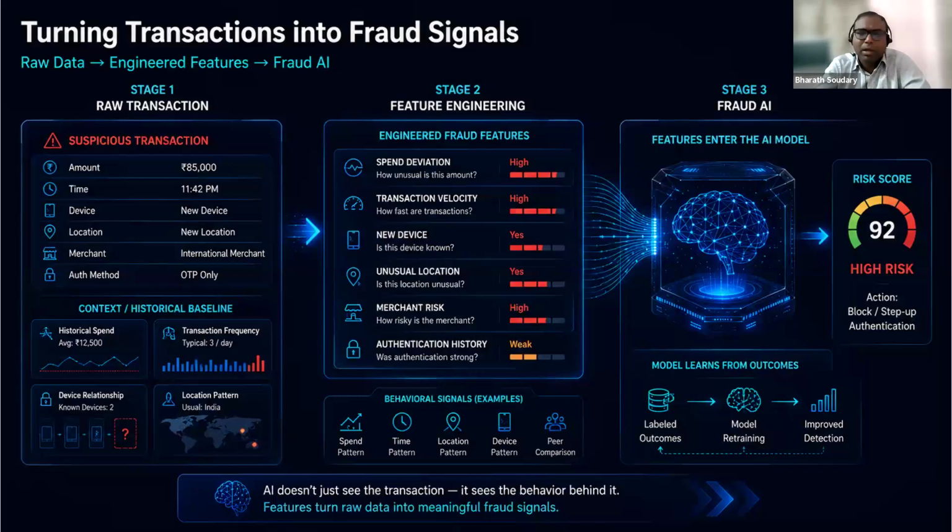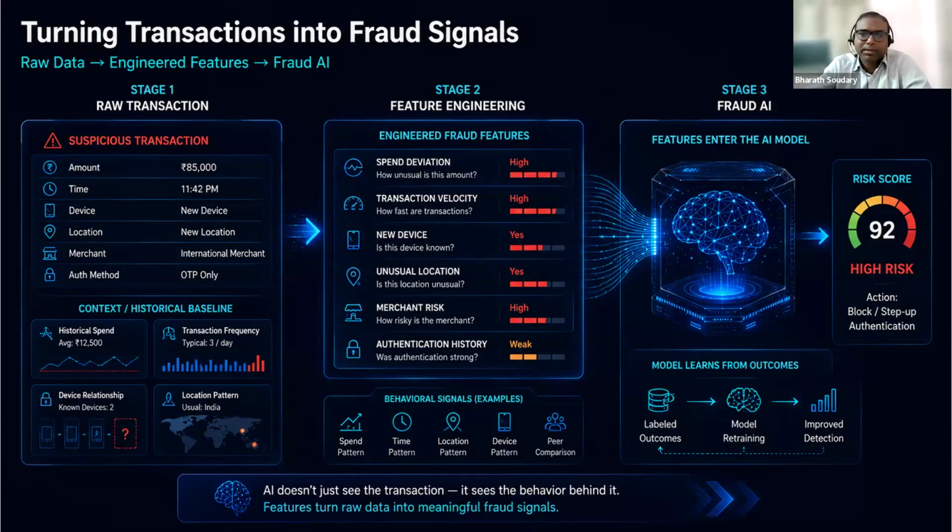Transaction velocity: how quickly the transactions are happening. 10 transactions within 2 minutes could be suspicious. That's how the AI would decide whether it is a fraud transaction or legitimate. New device: is this transaction coming from a device the customer has never used before? Unusual location: is this location different from the customer's normal location?